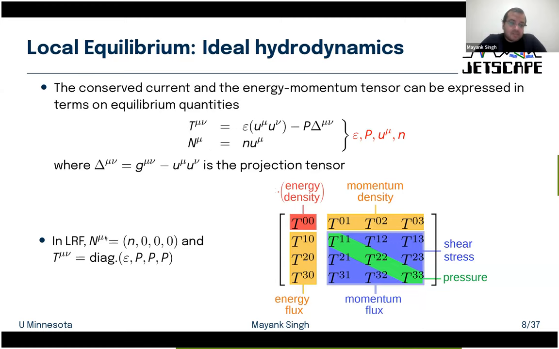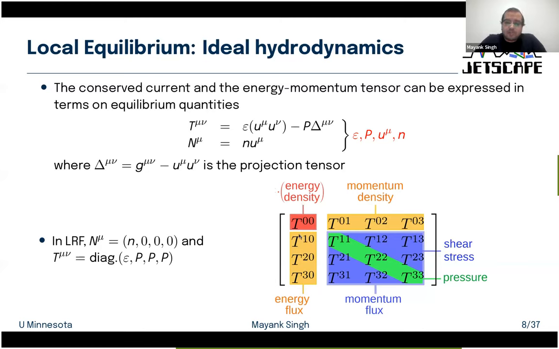It's instructive to look at these quantities in the local rest frame to see what these mean. So in the local rest frame, conserved charge density is just the local charge density. There is no flow, and the energy momentum tensor is a diagonal tensor with the zeroth component being the energy density and the other three diagonal components being the pressure, which is equal in all directions. And remember, it's still in local equilibrium, so it's isotropic. So the pressure is exactly equal in every direction at any given space-time point.